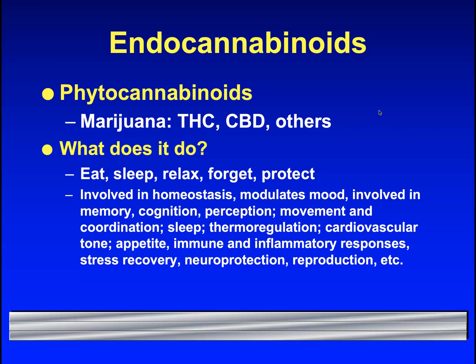And so what the endocannabinoid system does, they say it's involved with eat, sleep, relax, forget, protect. It is widespread. It may be one of the most important neurotransmitter systems involved with homeostasis, keeping a steady state. If you have an injury or stress or something, endocannabinoids are made on demand to help fix that situation.